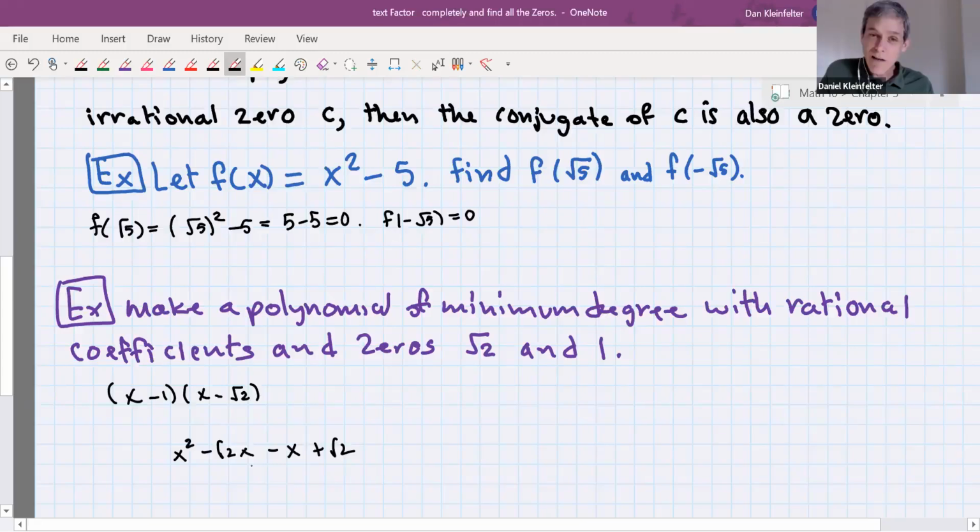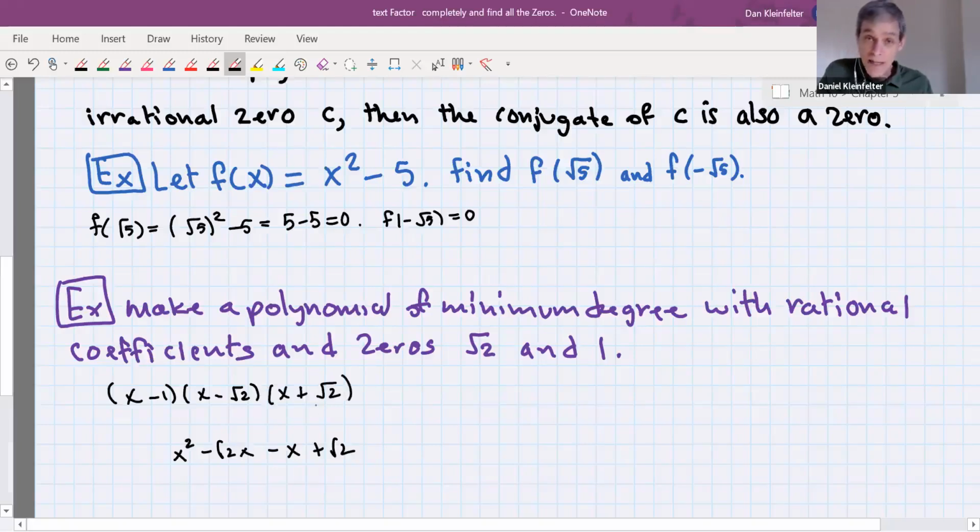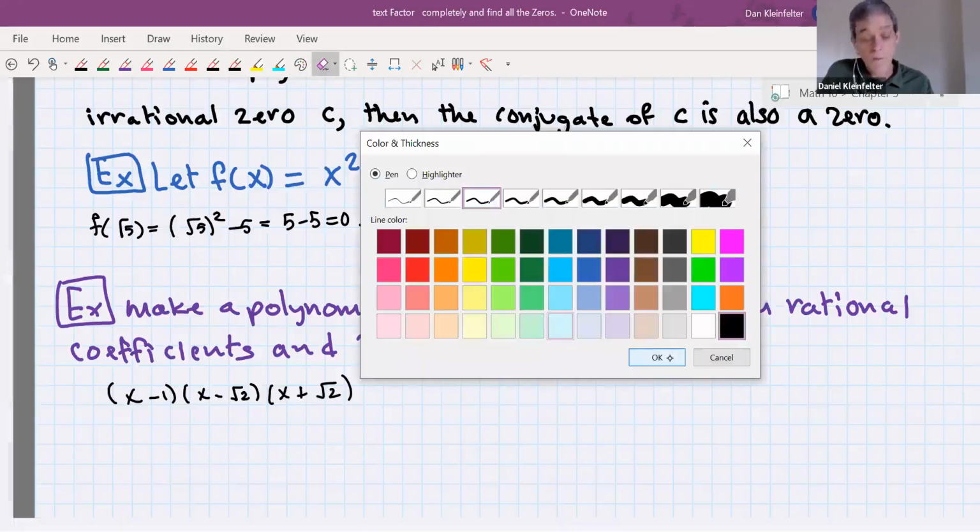We end up with an irrational coefficient, but this said we're trying to make up a polynomial that has rational coefficients. In order to make it so that we end up with rational coefficients, we have to add in that other 0. So we'll have x plus the square root of 2. Minus the square root of 2 is going to be another 0. So this will make it so that we end up with fully rational coefficients, which is what we wanted.